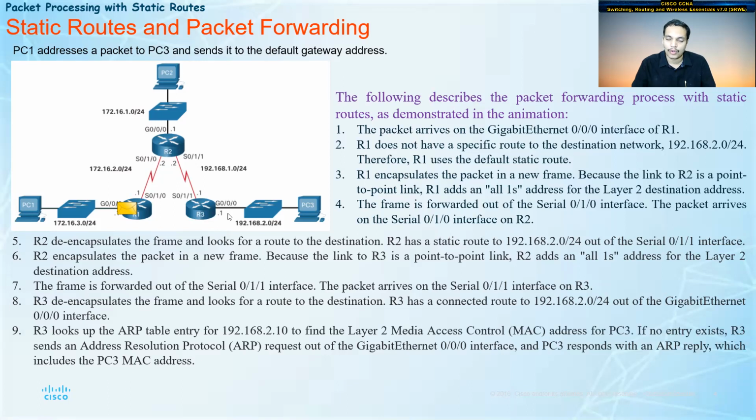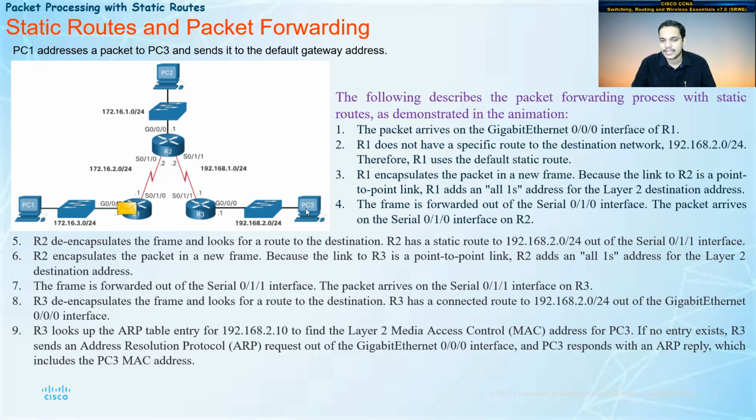So R3 now looks up the ARP table for the corresponding layer 2 or MAC address for PC3. Because it only knows the IP address from the packet, it will look for a MAC address. If it exists, it will simply put that address into the outgoing MAC frame and forward it across the G0/0 interface. But if it is not present, it will send an ARP request out. It will broadcast it.